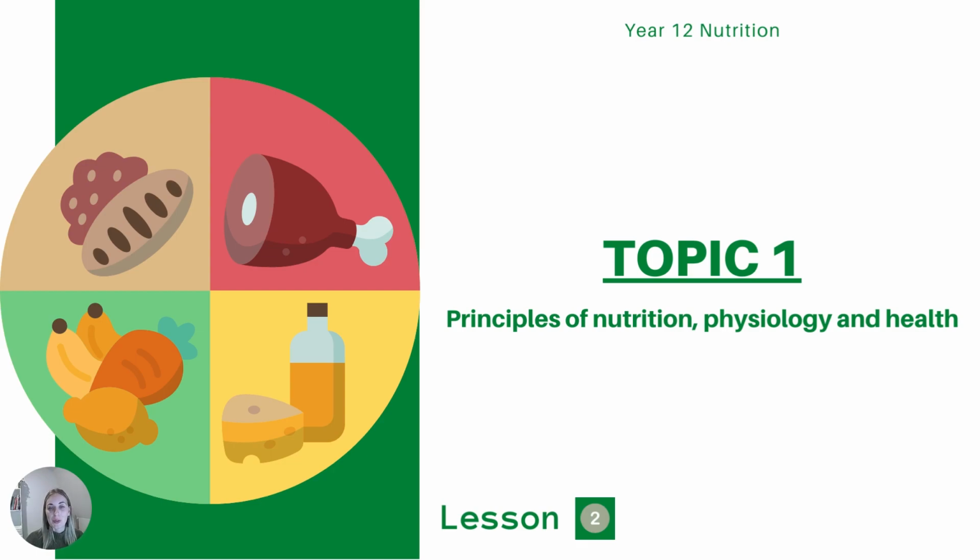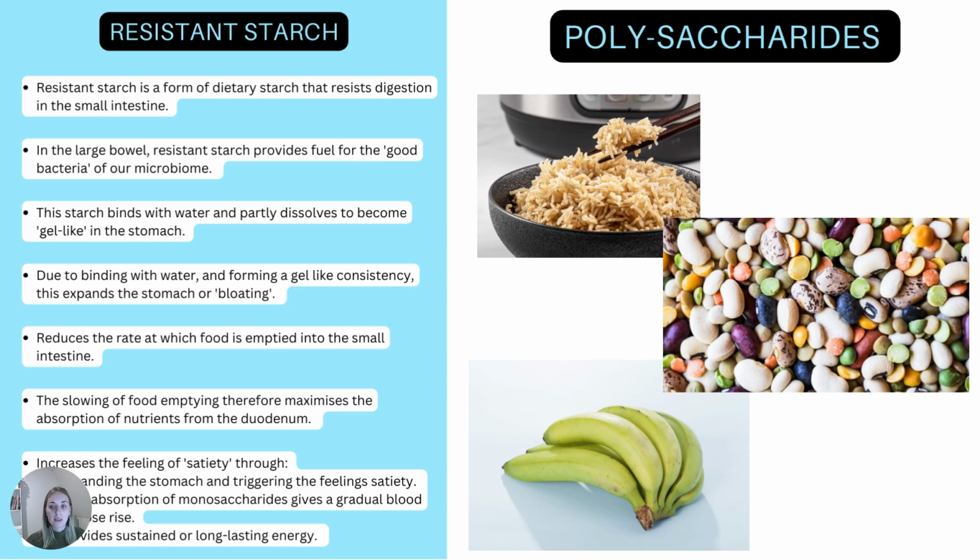Okay, welcome to topic 1, Principles of Nutrition, Physiology and Health, lesson 2, part 2. Now this video is going to be again split up into 2 parts. We're going to be talking about resistant starches, glycogen, fiber, so soluble and insoluble, as well as probiotics and prebiotics in this video. So let's start off by talking about resistant starch.